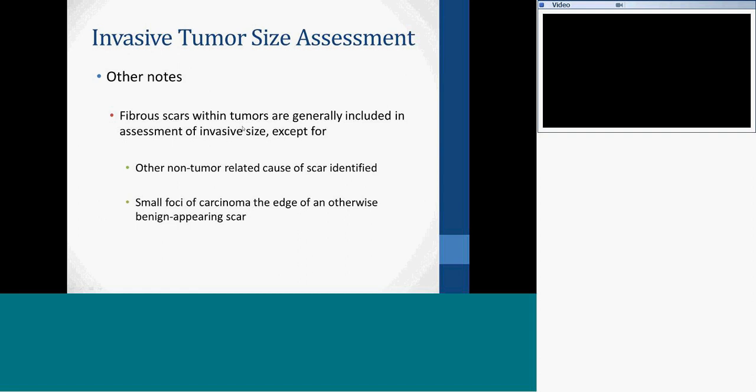Another thing to note in terms of invasive tumor size assessment, for scars that are present within tumors, generally they are included in the assessment of invasive size. The exceptions are if there's clearly a non-tumor related cause of the scarring identified, or if there's only small foci of carcinoma at the edge of an otherwise benign appearing scar.